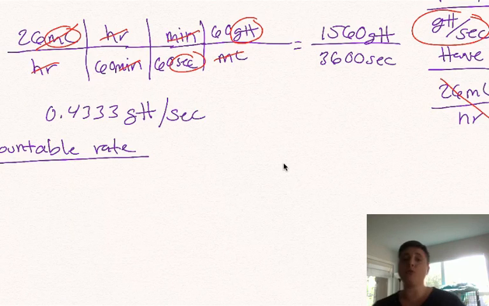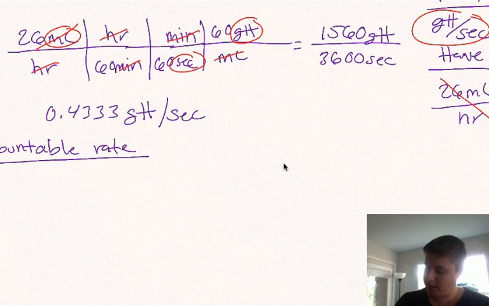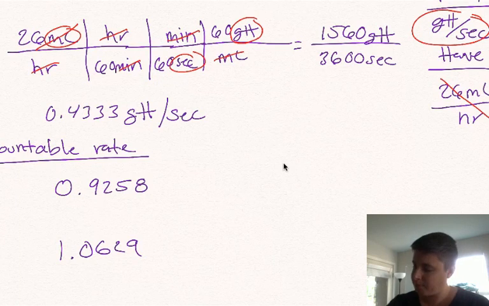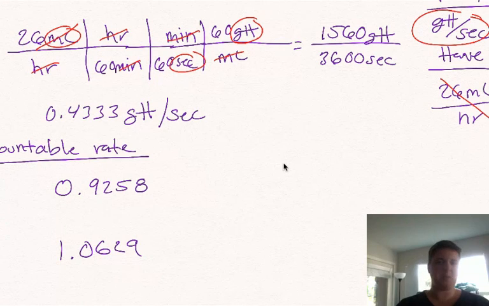Now, there's a rule for when I can round. And the rule goes like this. If I have 0.9258, or if I have 1.0629. Okay, so this is after you've started multiplying in your calculator. And we're going to do this one in a second to work through it. I just want to show you the rule first.